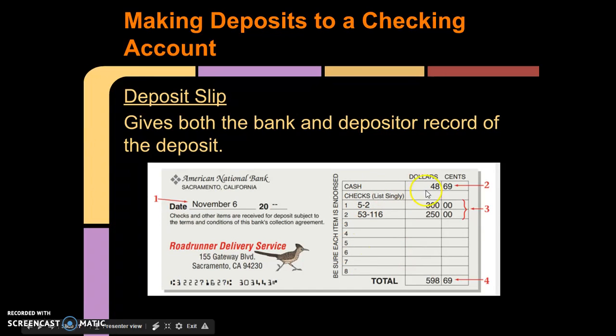And now we write on the deposit slip what is being deposited. We're going to have $48.69 of cash, and then we are going to deposit 2 checks, one for $300 and one for $250. This is most likely money that has come in from some of our customers, and now we are depositing it into our checking account.